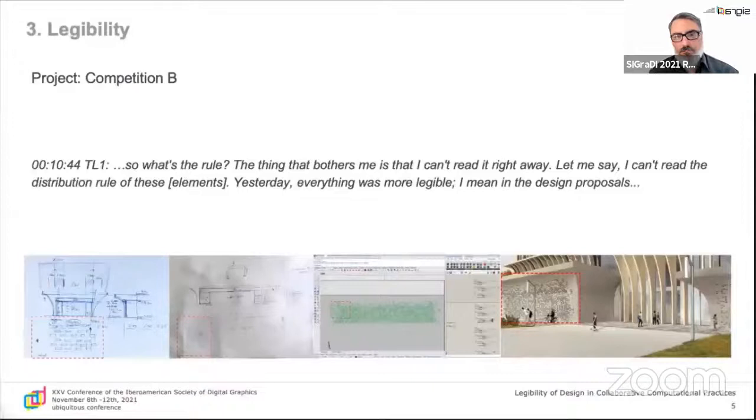So in a meeting, the team leader complained about the absence of the design rule, legible for all. And she said, so what's the rule? The thing that bothers me is that I can't read it right away. Let me say, I can't read the distribution rule of these elements. Yesterday, everything was more legible. I mean, the design purposes.